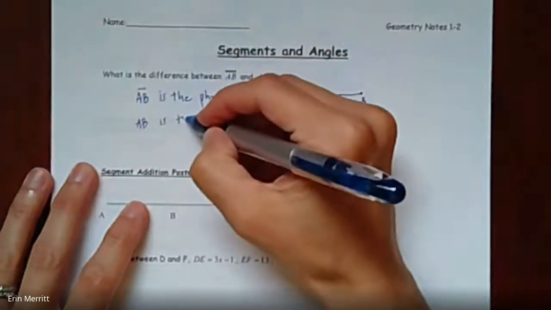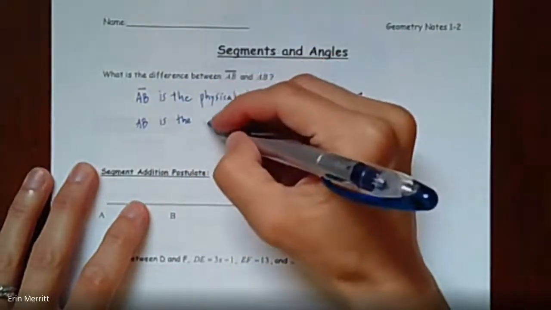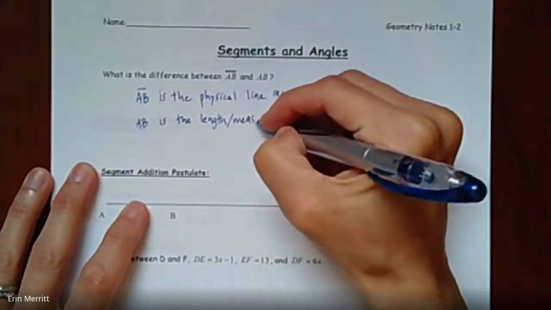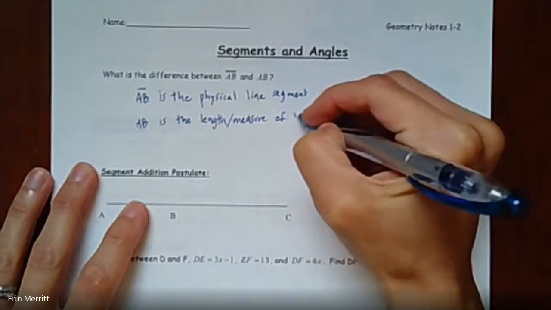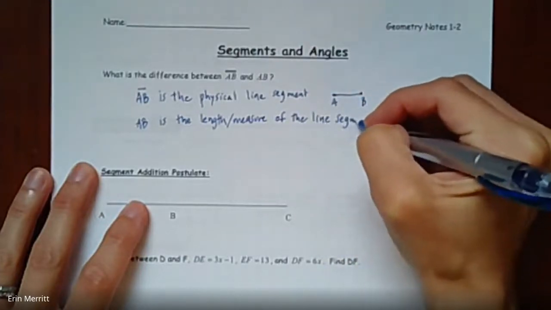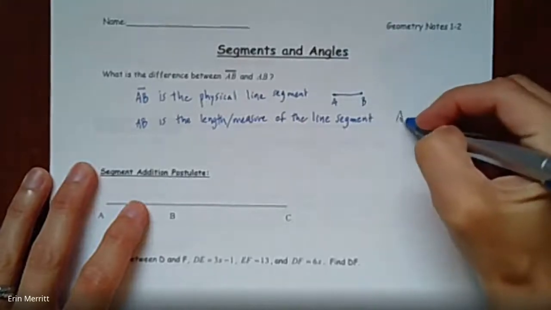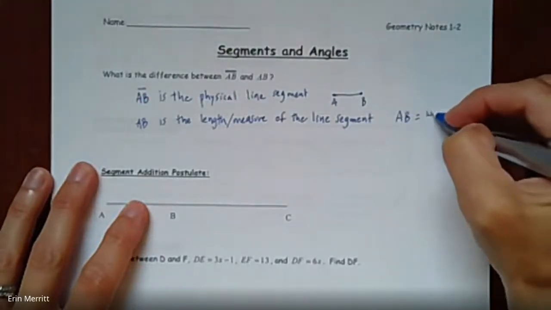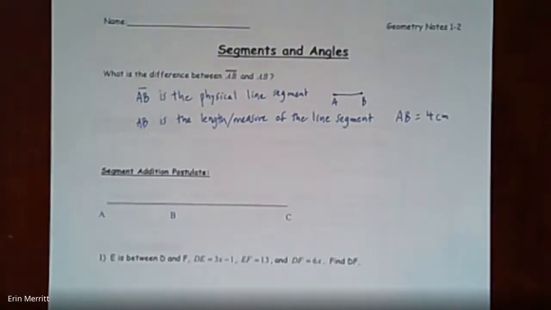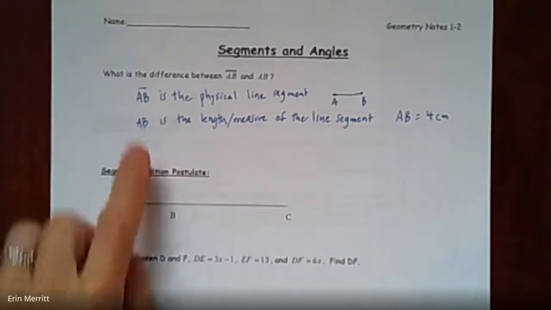Right? So it's the length or the measure of the line segment. As an example, here's where you could say AB is 4 centimeters or something along those lines. That's the difference. So when we're going to put a number to it, we'll take the bar off the top.